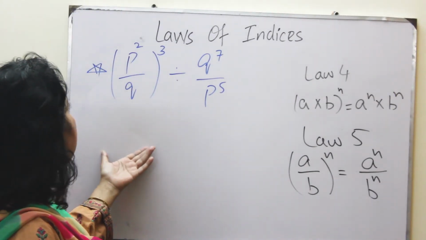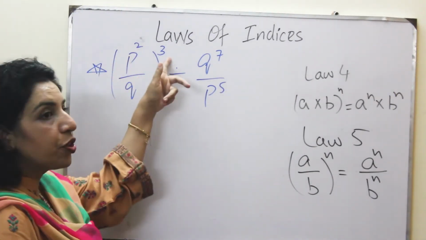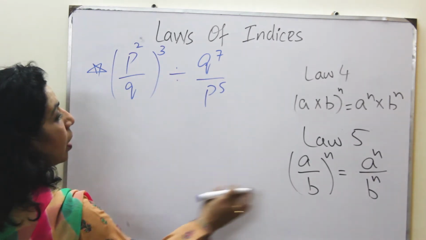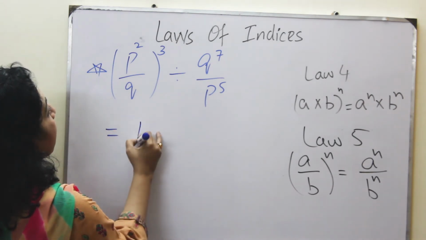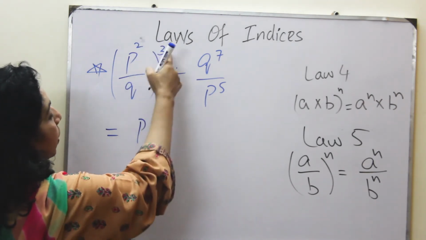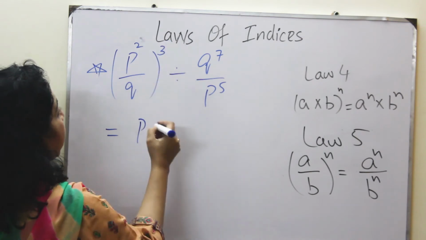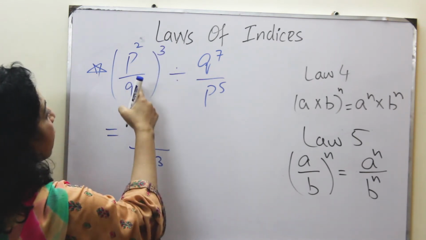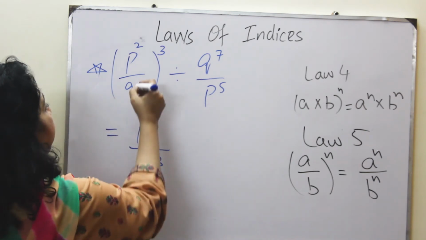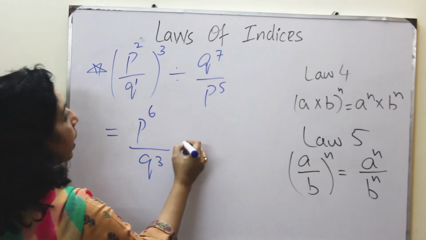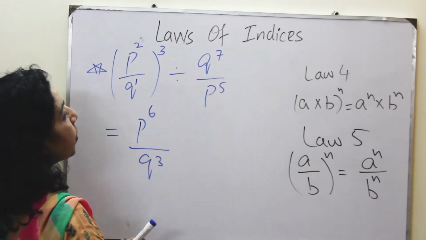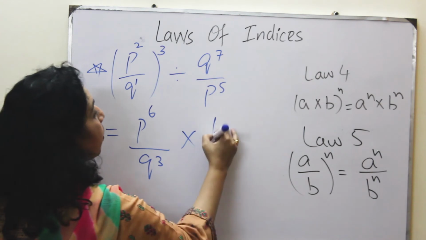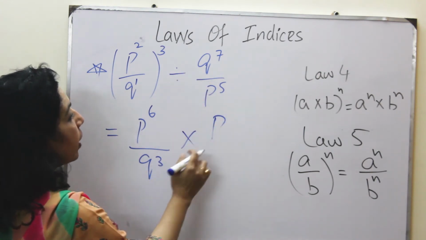Slightly difficult question, we have p power 2 over q raised to power 3 divided by q7 over p5. Okay, first we use law 5, we shall open it, p power 2 times 3 using law 3, multiplying power with power, 2 times 3 is 6. But here we have q power 3 as it is, because when q has no power, it is having power 1. So here I have divided by q7 over p5. I am going to flip it, I am going to take the reciprocal, and I have changed this division sign into multiplication.